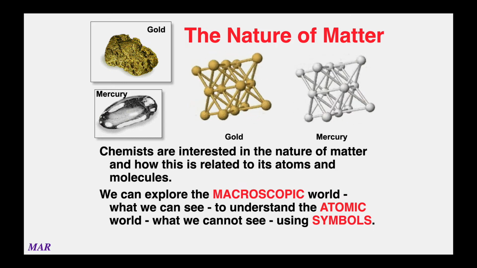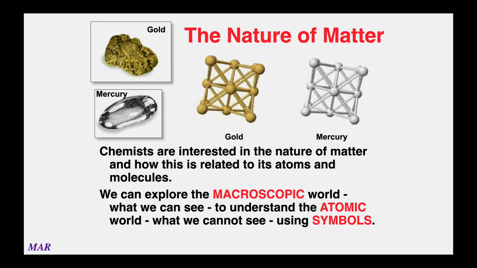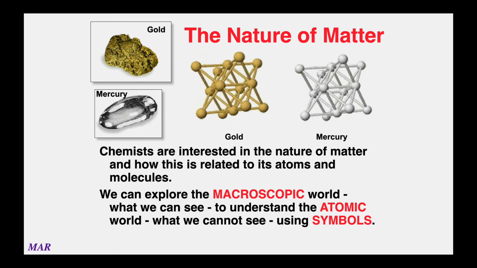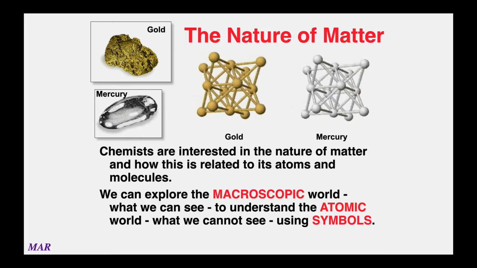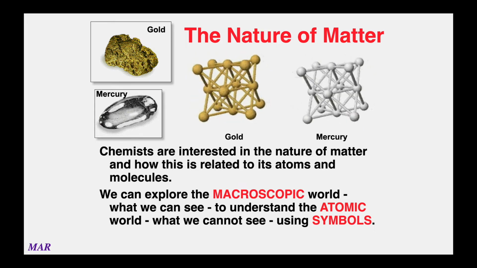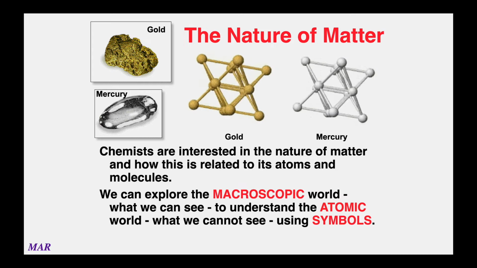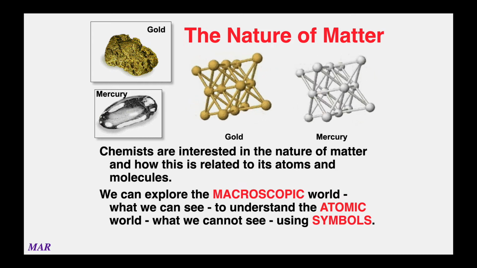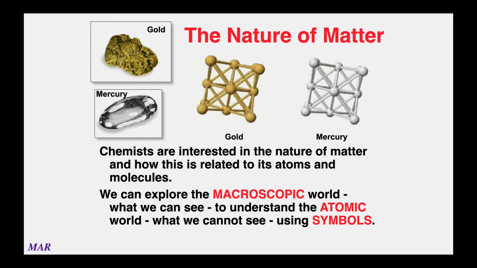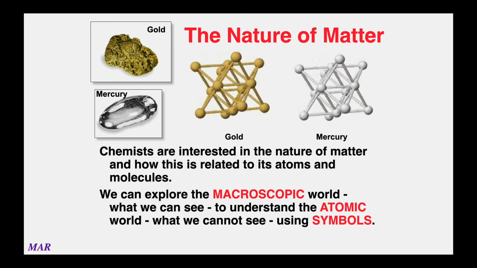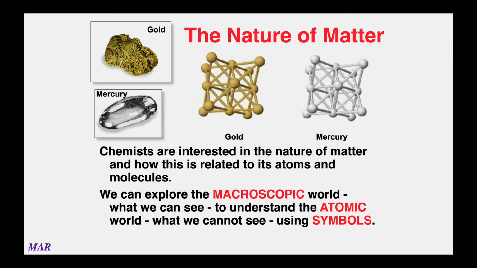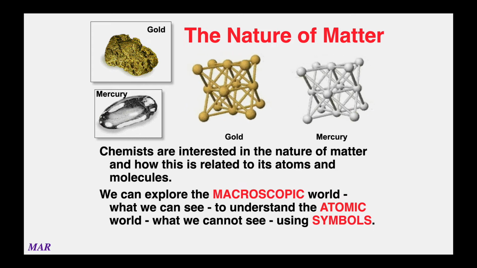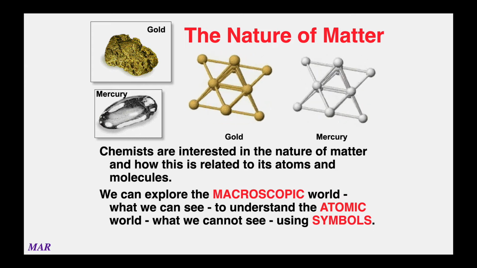However, as chemists, we're going to think about things on the atomic level as well, and that's what those rotating things are for gold and mercury, and we'll talk about those in Chem 222. On the atomic level, they look very similar. In the macroscopic world, gold and mercury look quite different, and we can use symbols, i.e. those element symbols, to represent these things to each other, so we can talk about them and figure out what's going on.